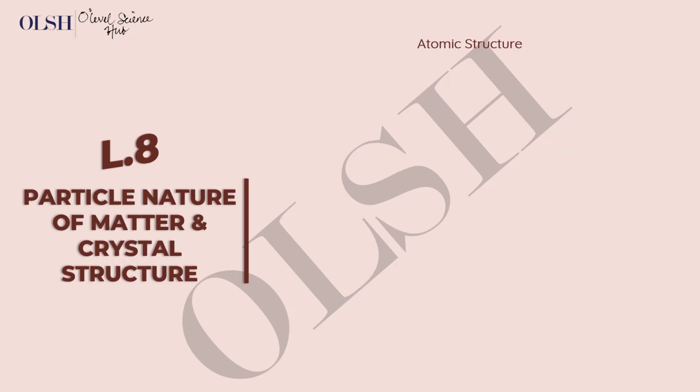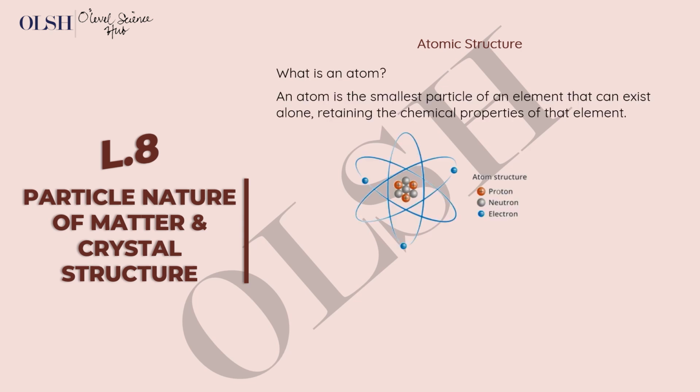So what is an atom really? An atom is the smallest particle of an element that can exist alone, retaining the chemical properties of that element. That's very important. It can exist alone, but it has to retain the chemical properties of that element. If it's not retaining the chemical properties of that element, then it can't be an atom of that element. So let's say we have the element hydrogen. You break it into the smallest particle that can retain that property. If you go below that size, it will lose the chemical property and will no longer be hydrogen. So that is an atom.